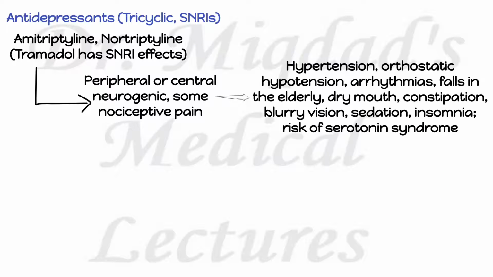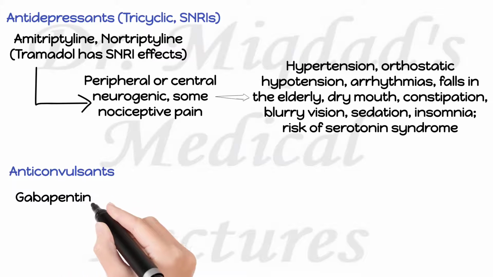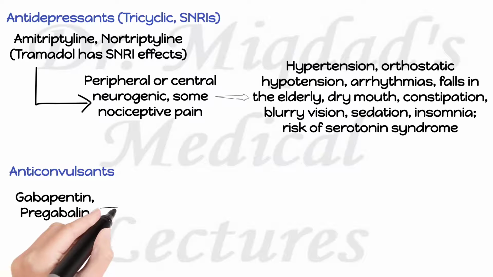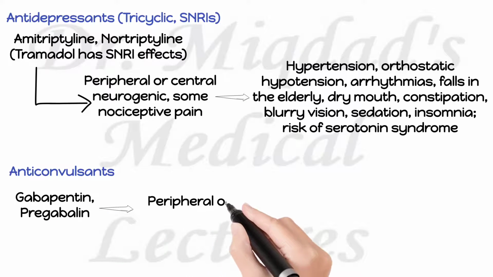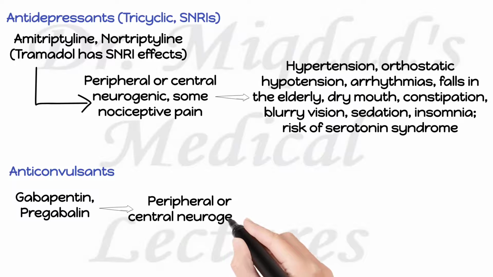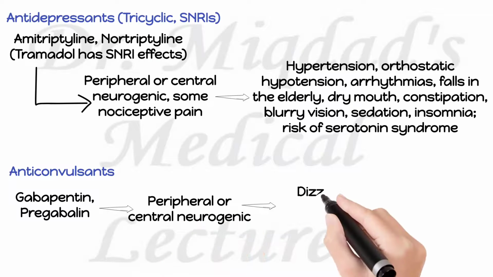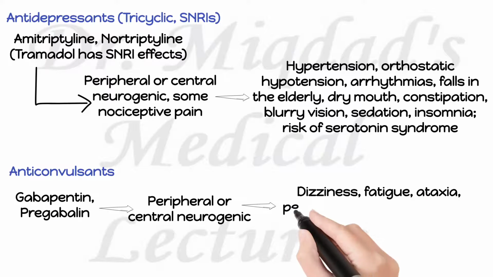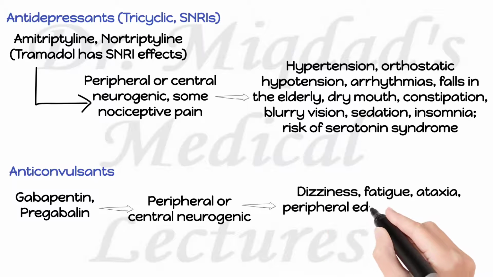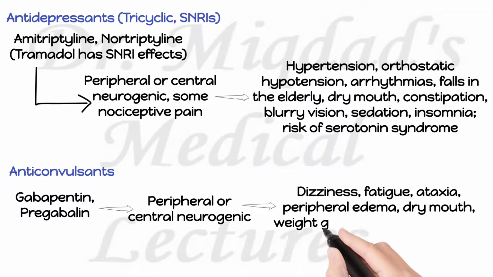Then next is the class of anticonvulsants. Here important examples are gabapentin, pregabalin, and carbamazepine, and they are effective for peripheral and central neurogenic pain. Their most common adverse effects include dizziness, fatigue, ataxia, peripheral edema, then dry mouth. Then there may be weight gain or weight loss, liver damage, etc.